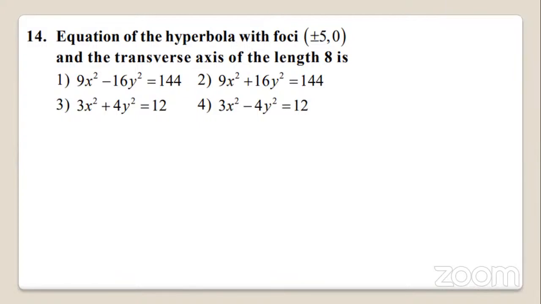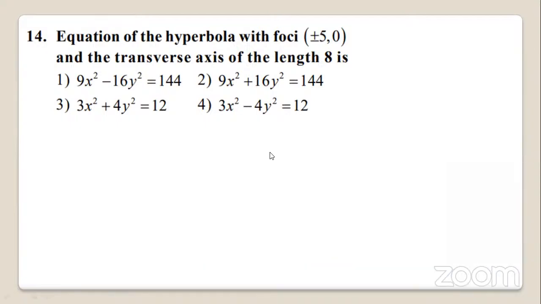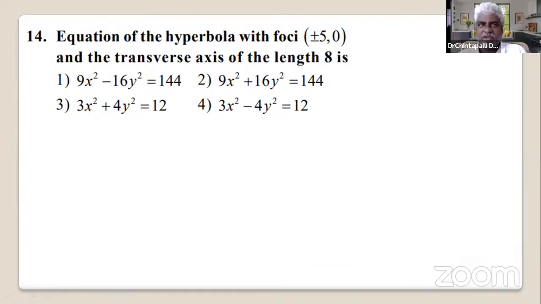Equation of the hyperbola with foci plus or minus 5, 0 and transverse axis of length 8 is. Foci is plus or minus 5, 0 and transverse axis length is 8. So is the major axis 8, sir? Yes, you are right. Major axis is 8. So 2a equals 8, A equals 4. In America, it is called trapezoid. In British, it is called trapezium.